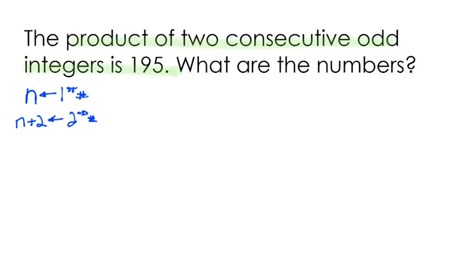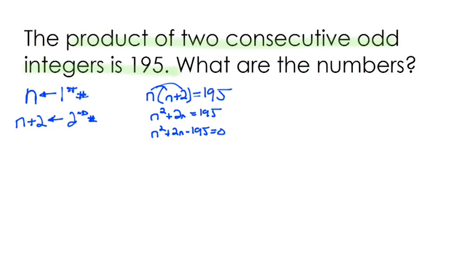It says the product of two consecutive odd integers is 195. Product means multiply. So that would mean that our first number times our second number equals 195. And now we've set up our quadratic equation that we can solve. I'm going to go ahead and distribute, and we have n squared plus 2n equals 195. And then I'm going to rearrange this so that it's equal to 0.